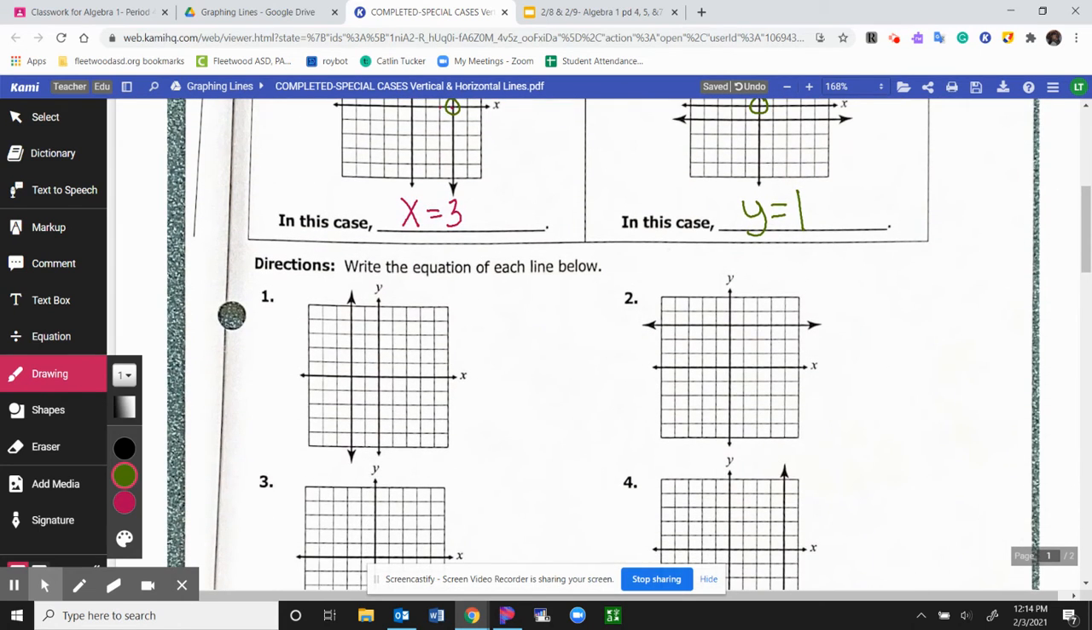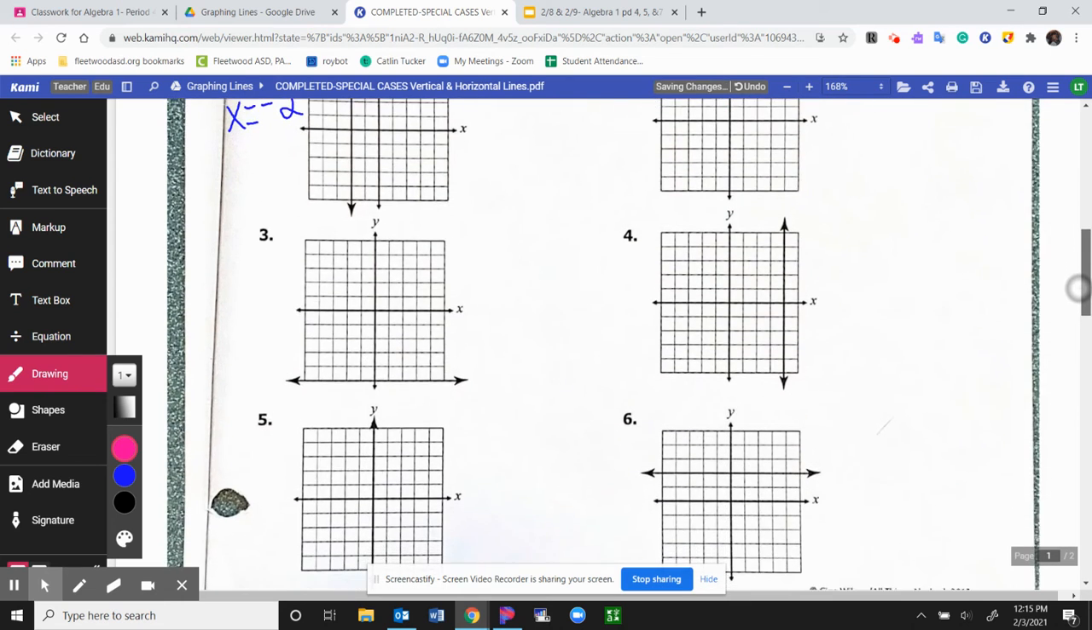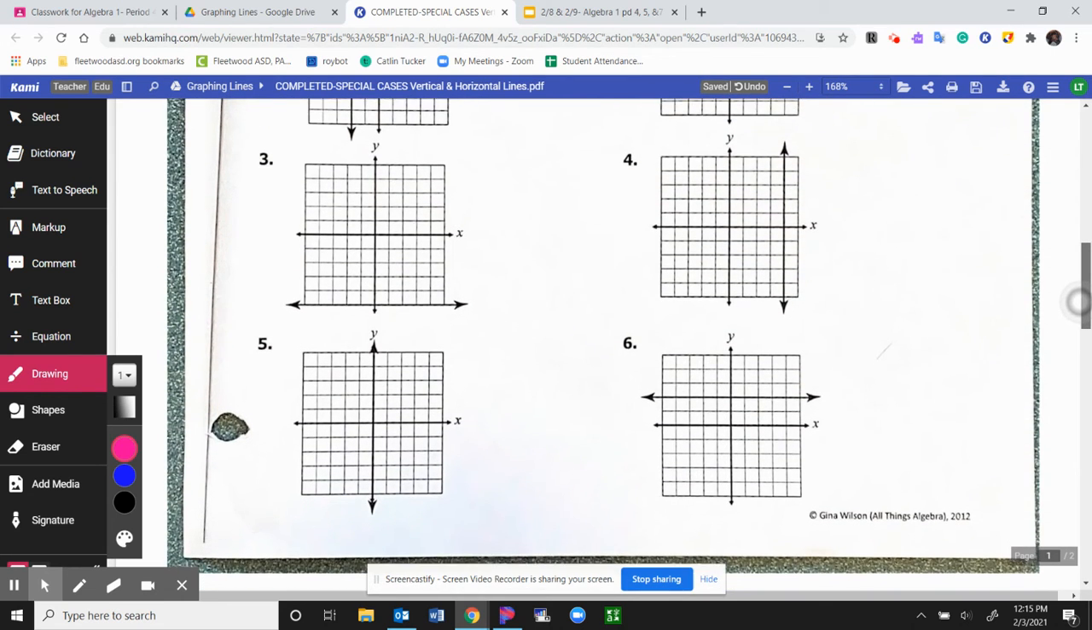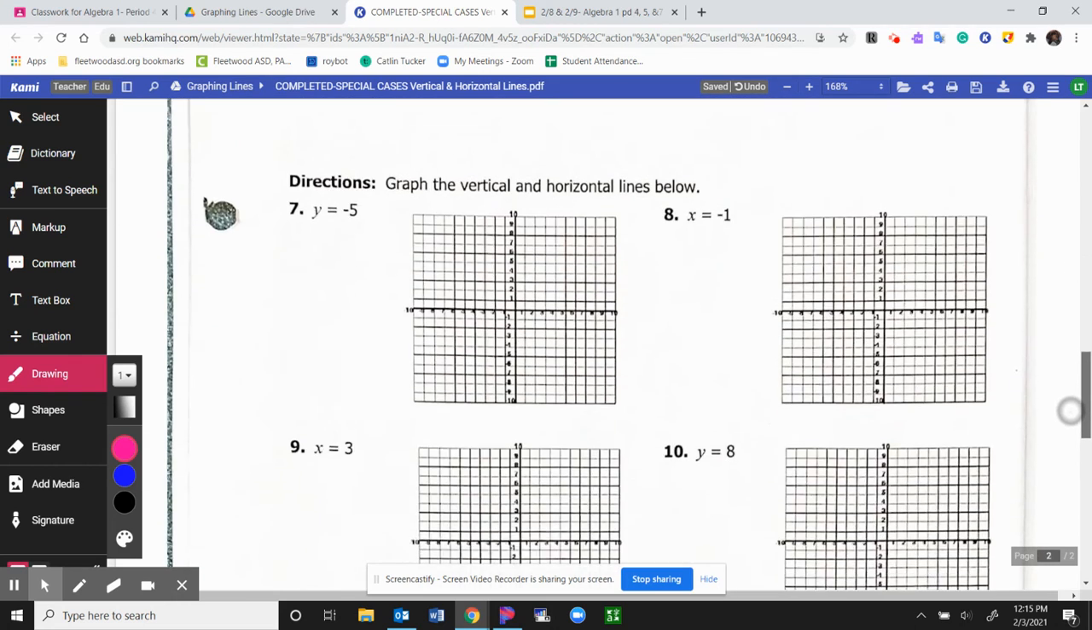First one here, write an equation of the line below. Here's my line. My line is crossing the x-axis, so I know that it needs to be x equals, and it's crossing the x-axis at -2. So my equation is just x equals -2. Moving on to the next one here. My line is crossing the y-axis, so it needs to be y equals. And since it is crossing at y equals 1, 2, 3, my equation is just y equals 3. You are going to be completing 3 through 6, and then we are moving on to the next part.